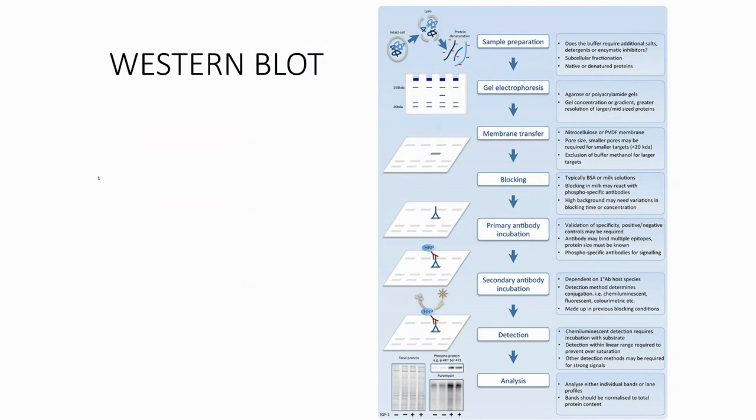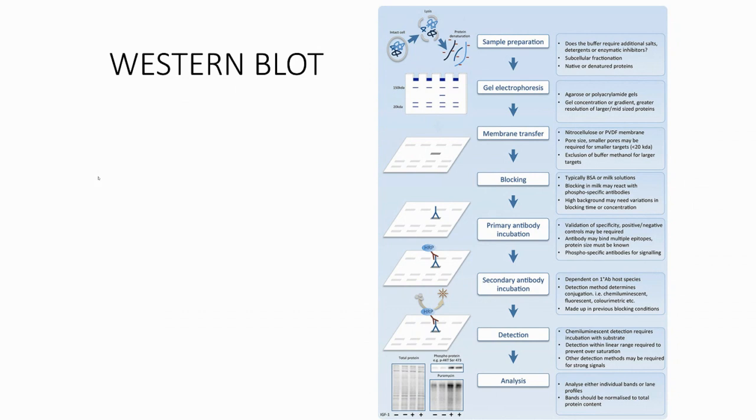But most of the time when you run the one-dimensional protein SDS-PAGE electrophoresis, it is based on the size. If you run the two-dimensional protein gel, it will be based on isoelectric point and the size. And then for the Western blot, basically you run the protein on this one-dimensional SDS-PAGE gel.